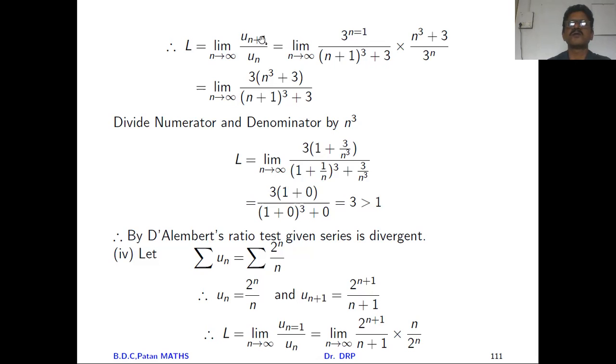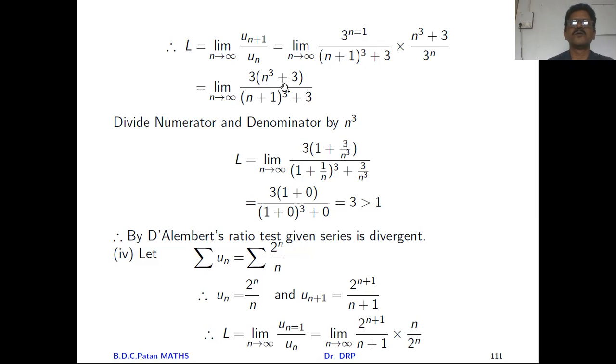This is the value of un plus 1, into 1 upon un. Since un is 3 raised to n upon n cube plus 3, 1 upon un is n cube plus 3 upon 3 raised to n. Then this numerator we can write as 3 into 3 raised to n into n cube plus 3, and this 3 raised to n gets cancelled with the 3 raised to n here, and the numerator takes the form 3 into (n cube plus 3) divided by (n plus 1) raised to 3, plus 3.